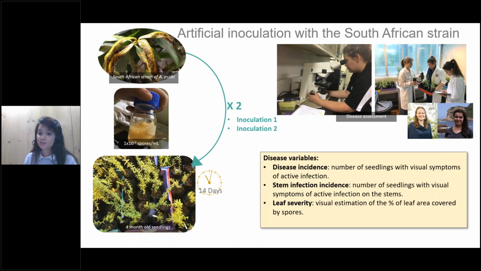The final assessment comprised the following variables: disease incidence, the stem infection incidence, and the leaf severity, which is a visual estimation of the percentage of the leaf area covered by the spores. And here I would just like to acknowledge the efficient and welcoming team that helped me to carry out the disease assessment in South Africa, especially Irene, Esna, Gina, and Louise.